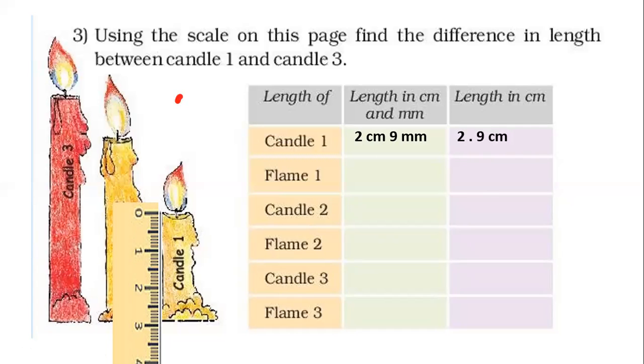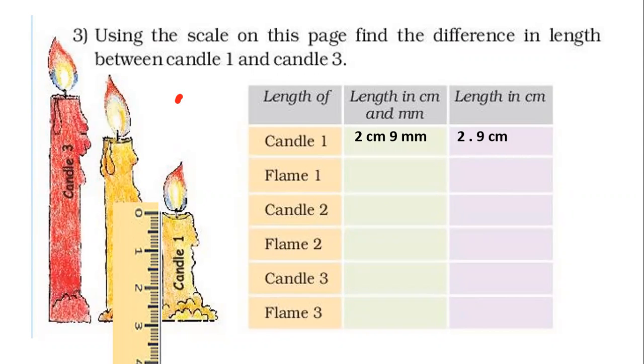So if you want to draw this picture, you have to draw exactly. You have to write in the notebook, don't write anything in the textbook. In the notebook, you have to draw the candle using scale. Exact length you have to draw. Shall I write now, sir?